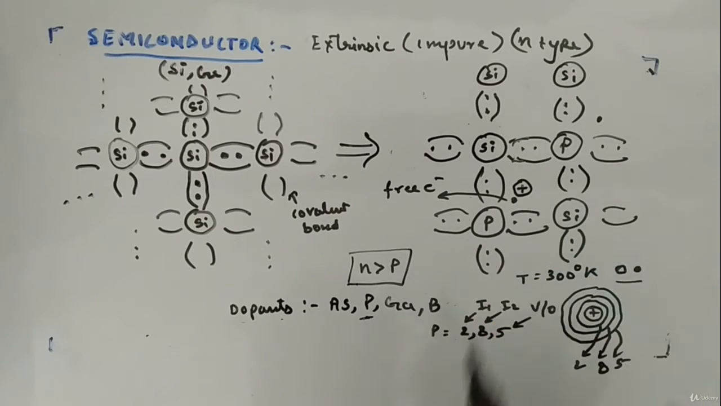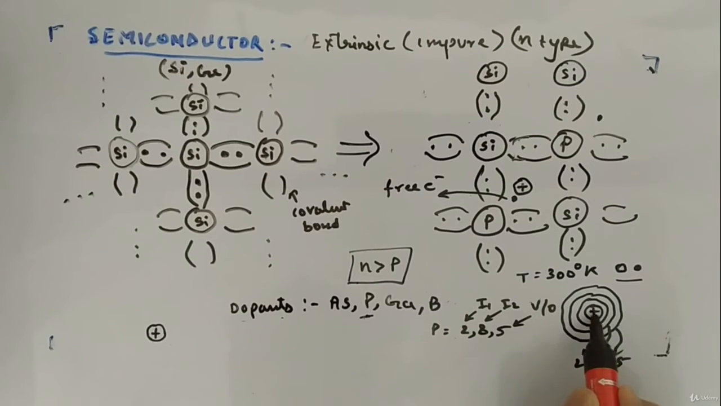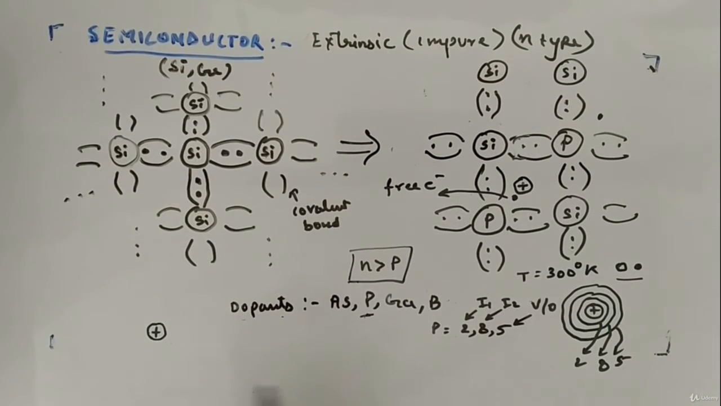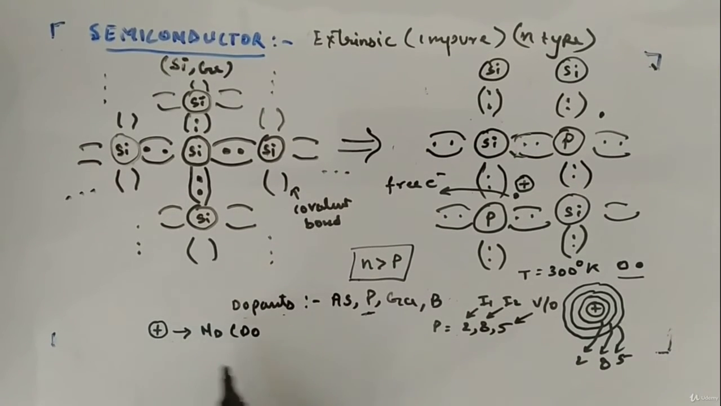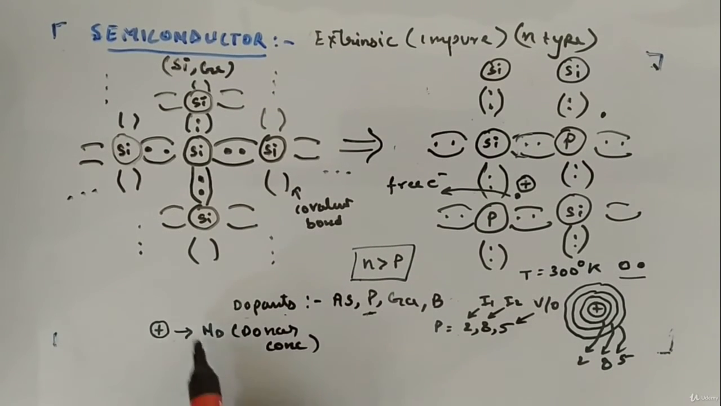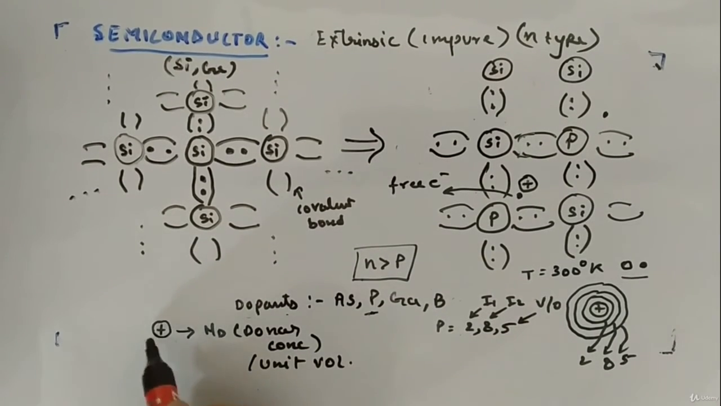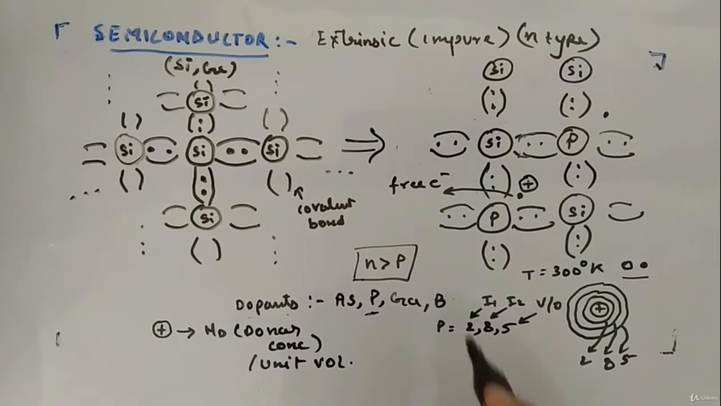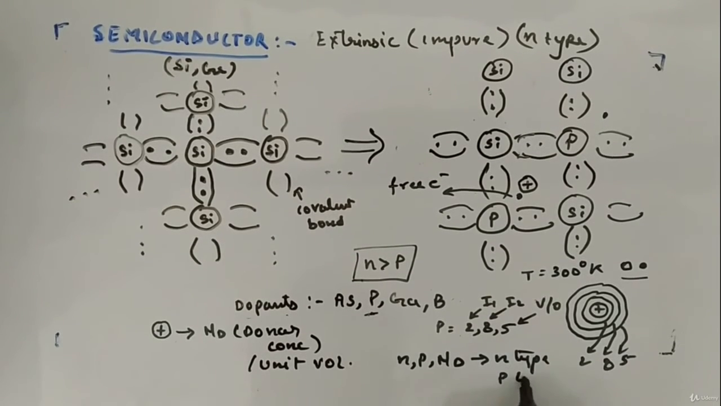And this will be carrying a charge to make it electrically neutral. This is the nucleus, this is the positive charge, which is represented by Nd, the donor concentration, meaning how many of these charges we have per unit volume. Okay, so usually in n-type you will face n, p and Nd. This is for n-type. For p-type you will have n, p and Na.